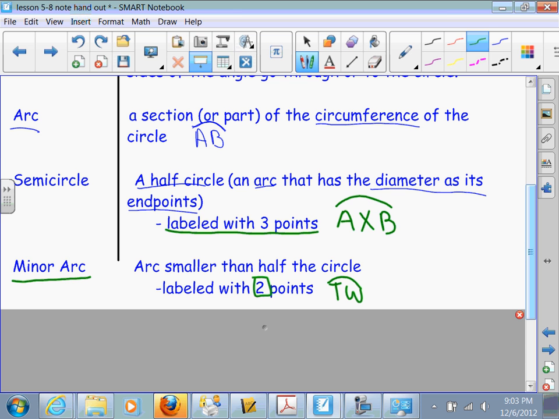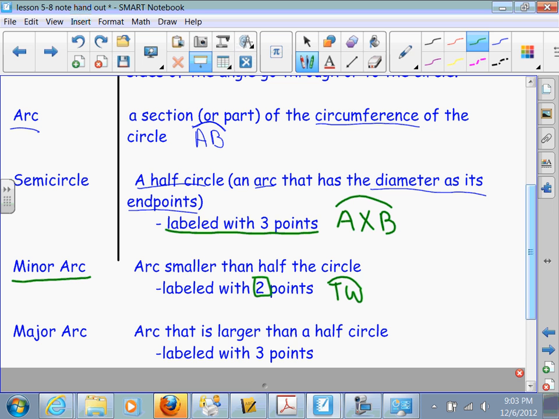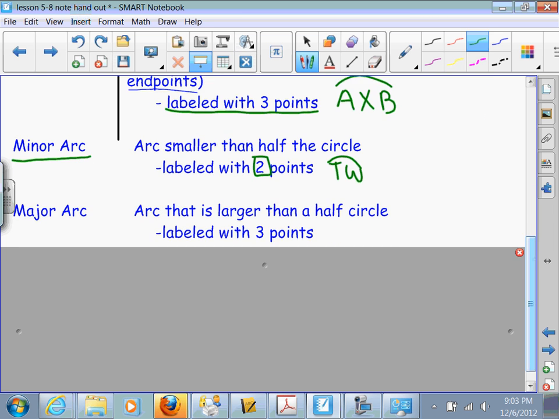So then what do you think a major arc is? If a minor arc is smaller than half the circle, a major arc is larger than half the circle. Pretty easy to remember, okay? And again, it's labeled with 3 points, okay?